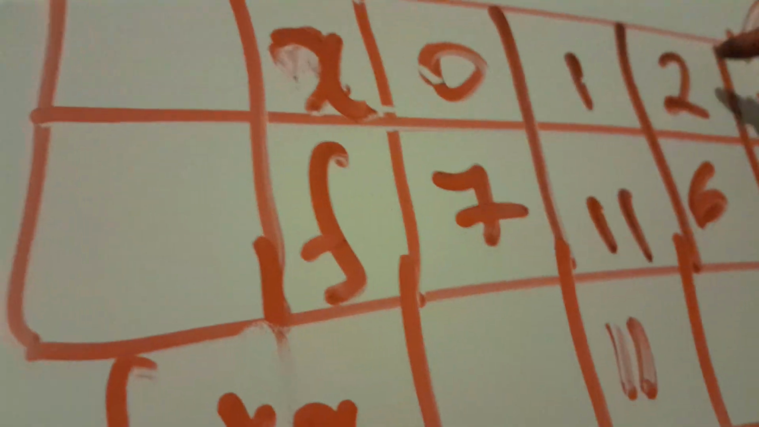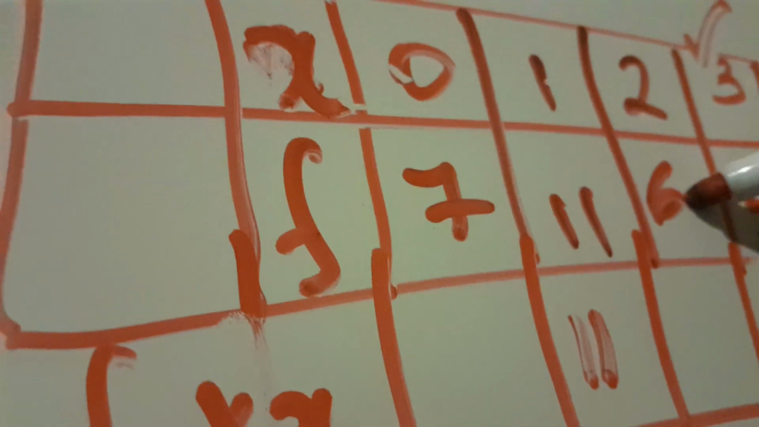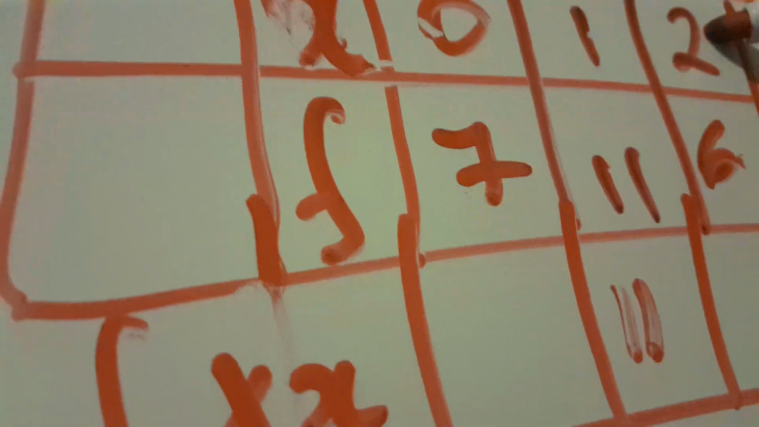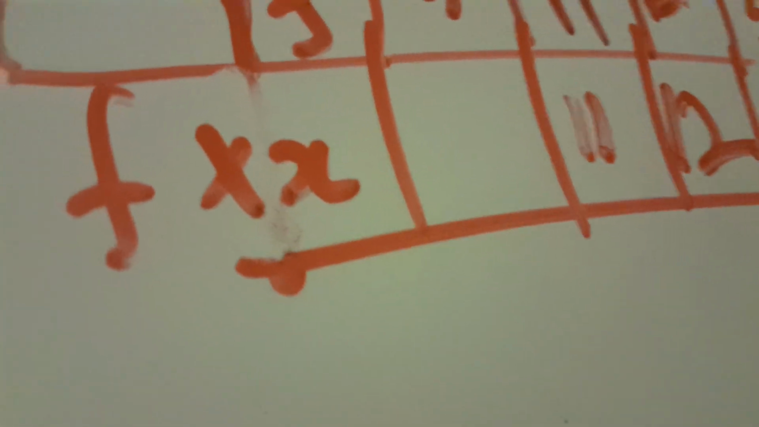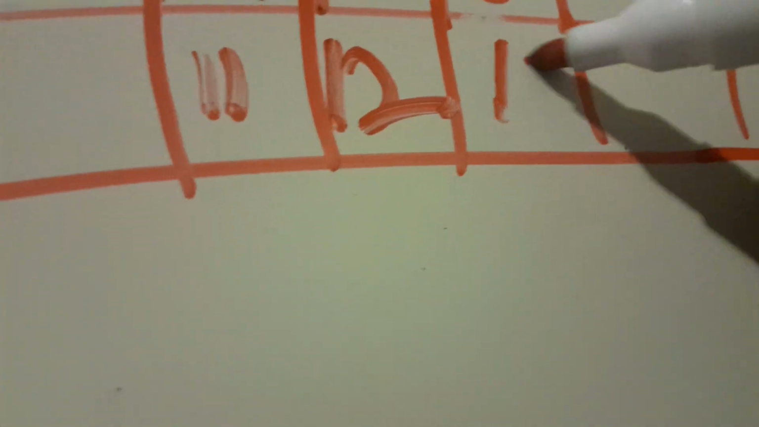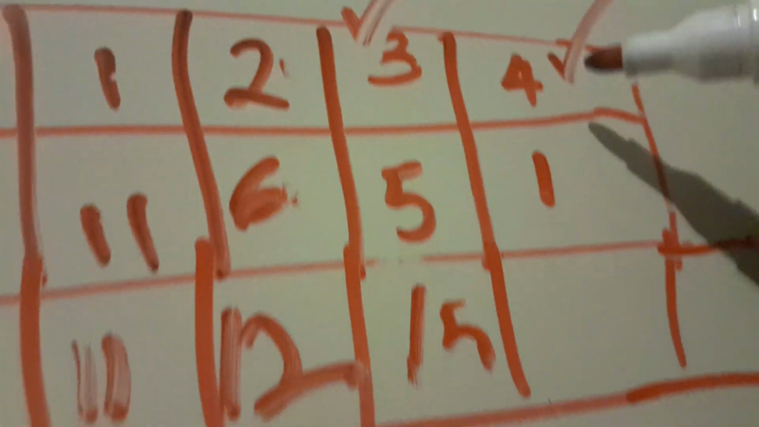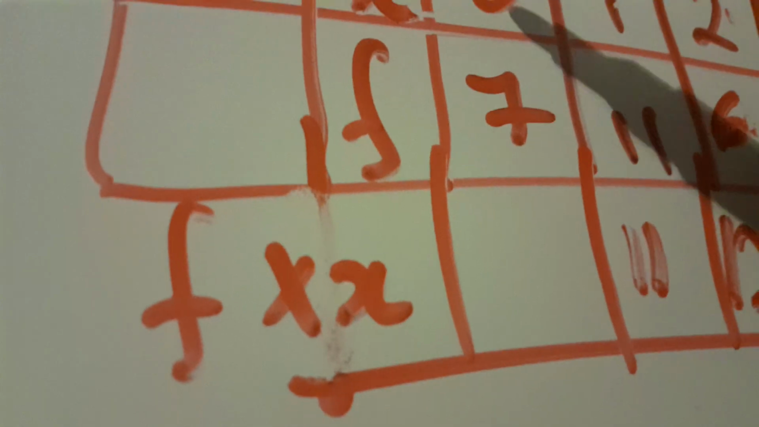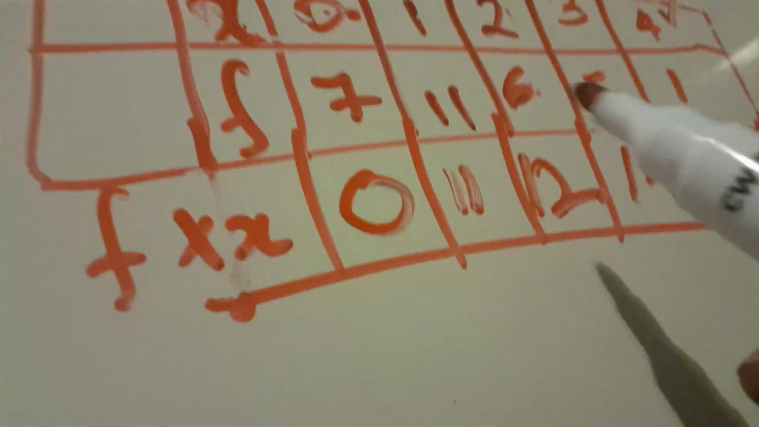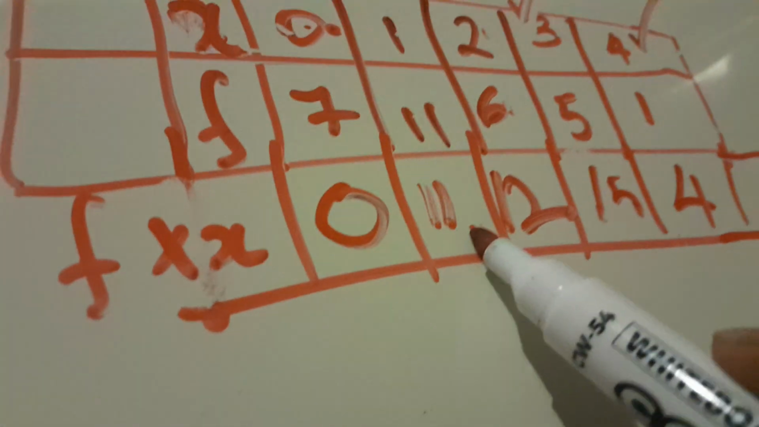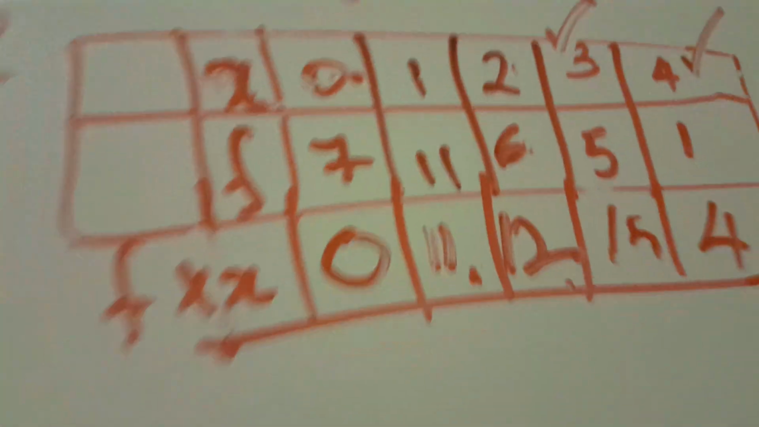If there are 6 cars with 2 people, how many people are they? 6 times 2, 12. Here, 3 times 5, 15 people. Here, 4 times 1, 4. Here, there are no passengers, so there are 0 passengers here. In this category, there are 11. Here, there are 12, and so forth.